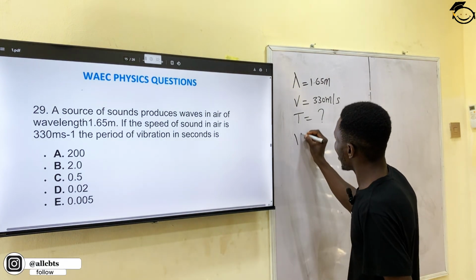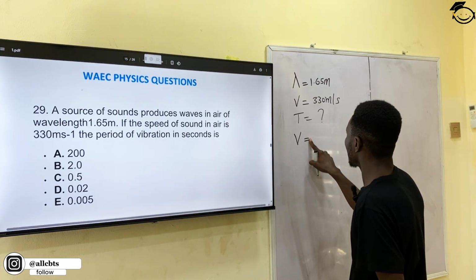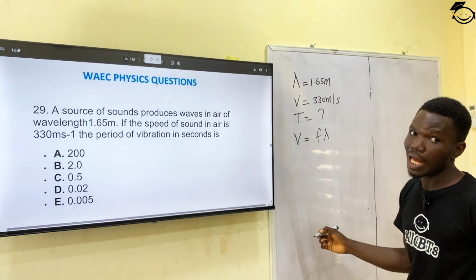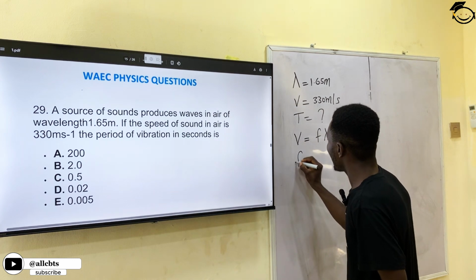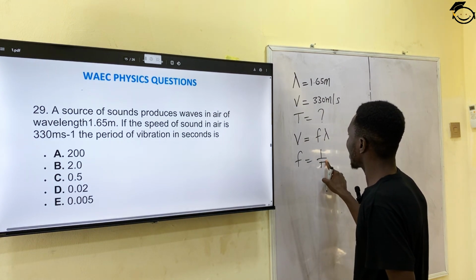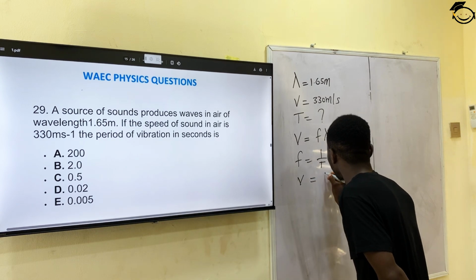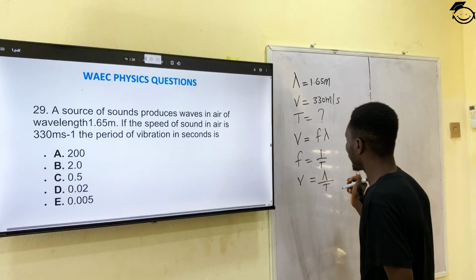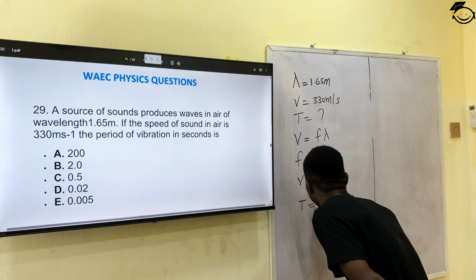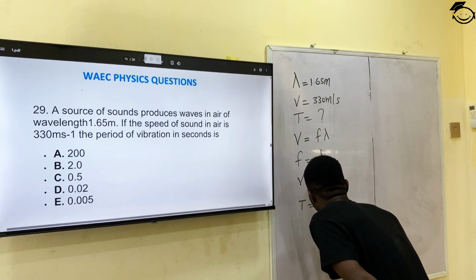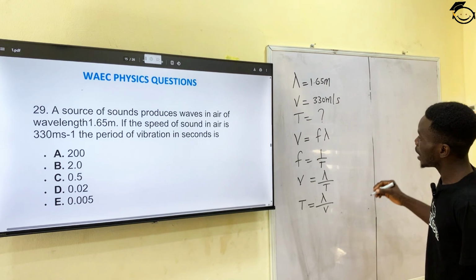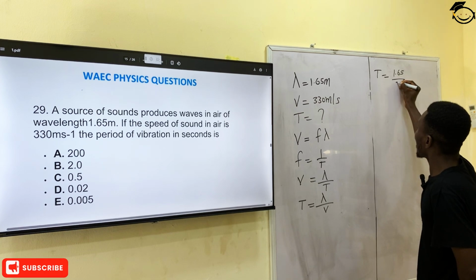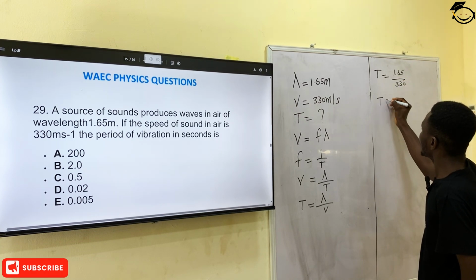And we know that our velocity of sound in air, or velocity generally of a wave, is f lambda. That's the product of the frequency and the wavelength. And we also know that our f is 1 over period, which automatically means that my velocity is lambda over period. So if I cross multiply and try to make period the subject of the formula, it means that my period is going to give me lambda over velocity. So if I substitute, I have my period equal to 1.65 divided by 330.